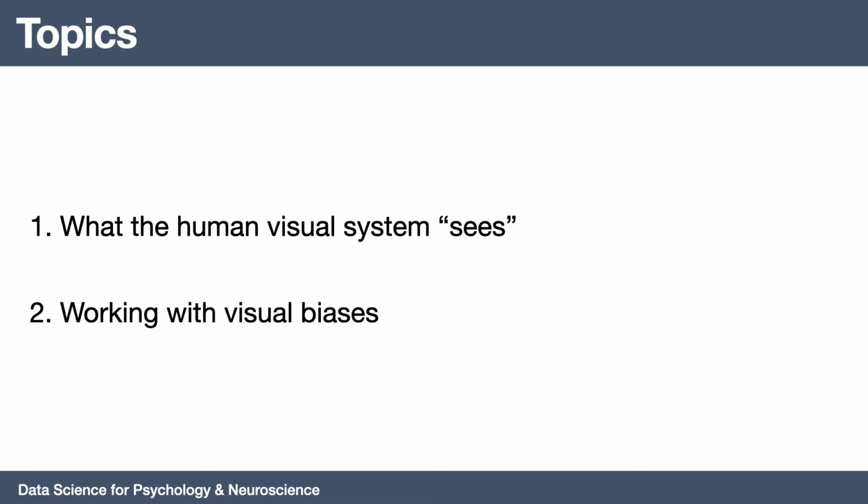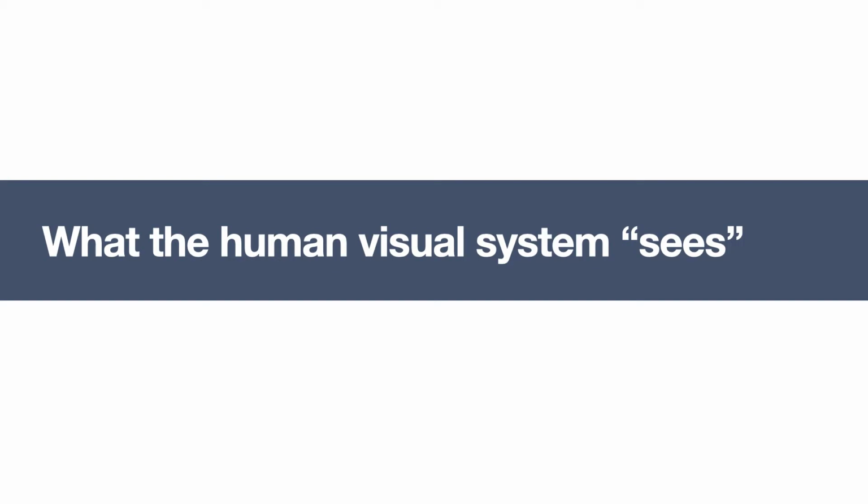Today's discussion is oriented around two main points. First, we're going to go over what the human visual system sees. So properties of the human visual system that bias the way we extract information. And then in the second half, we're going to go over how you can use this information to work with these visual biases in order to convey visual information. So let's start by describing what the human visual system sees.